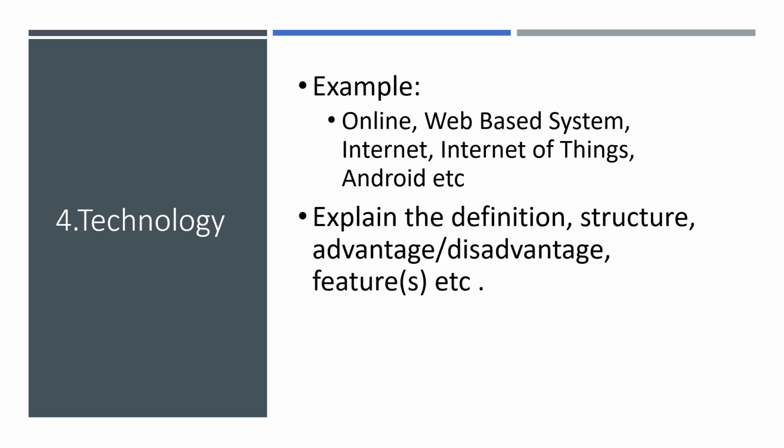Next, if you have a specific technology used, then you can also provide its review in this part. You may also combine the method and the technology. Examples of technology are online system, web-based system, IoT, Android, and so on. The same idea: you need to explain the definition, the structure, advantages, features, and its application.